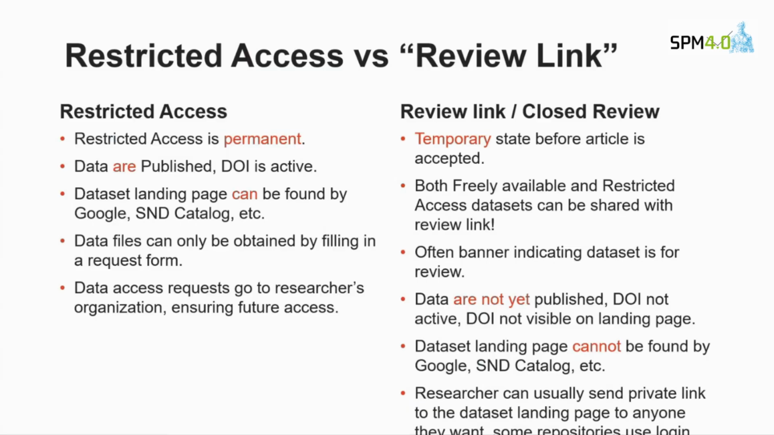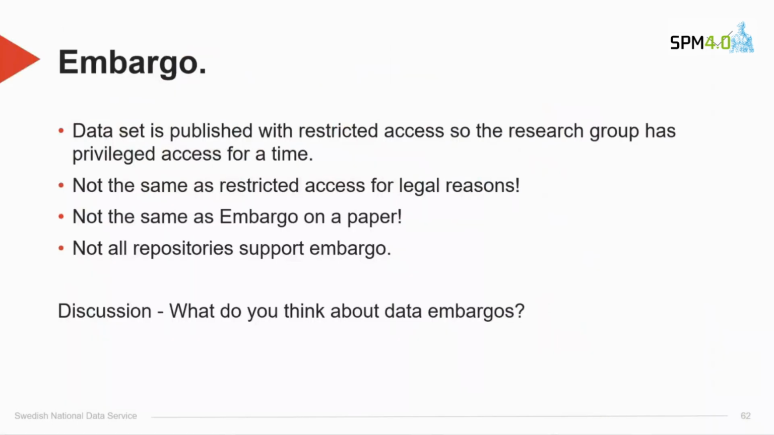And no one has. I mean, if you give the private link to the reviewer and they put it in Reddit or something, then of course Google will get it. But you assume that they won't do that. So data sets, before they're published, Google shouldn't find them. Right. So then we get to the last thing, which is embargo.